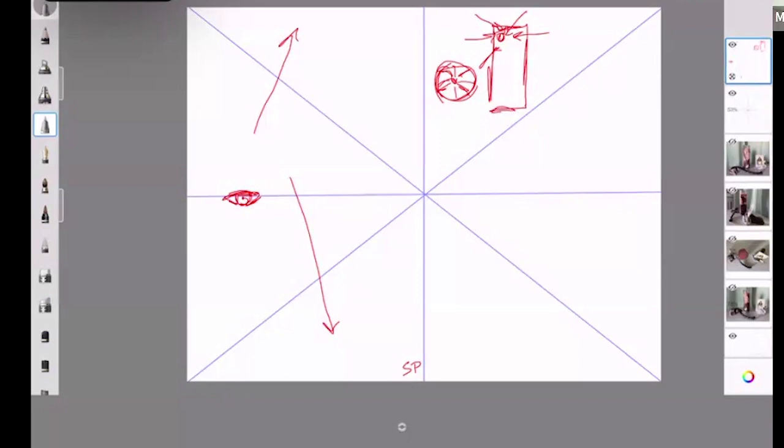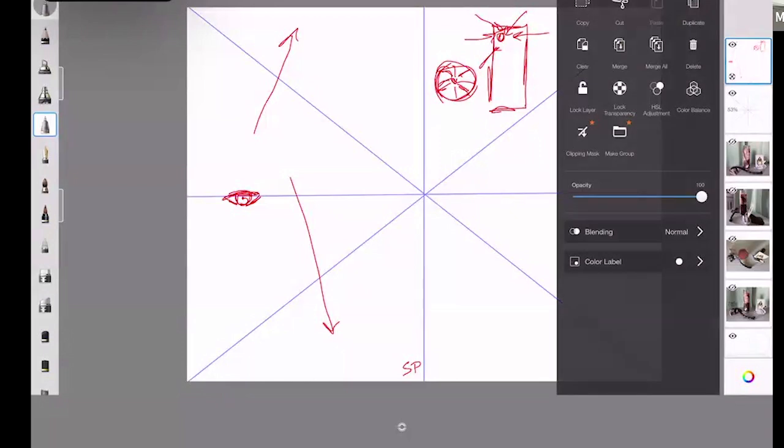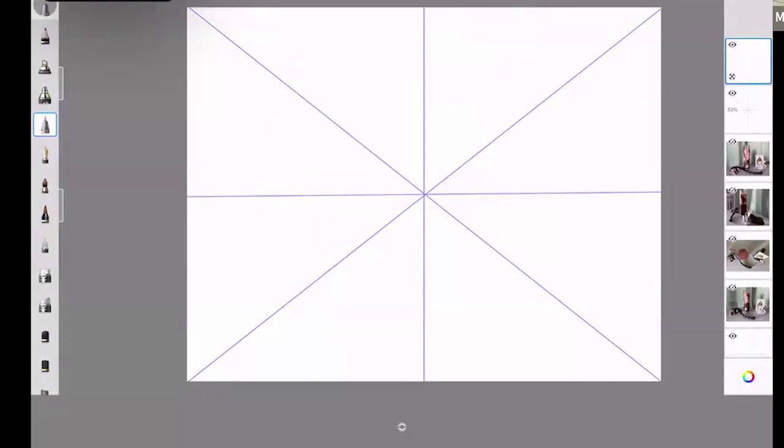So when I actually took this photograph and imported it into Sketchbook here, the candle was not vertical. It was kind of like this.